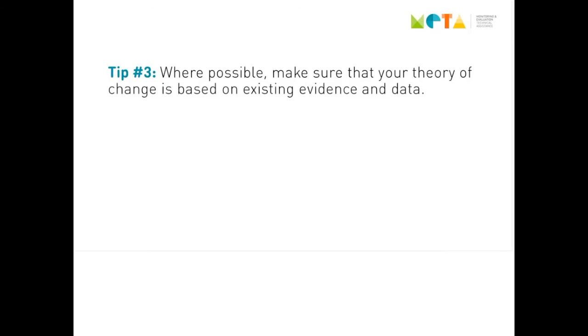Tip number 3 is, where possible, make sure that your theory of change is based on existing evidence and data. In some cases, there may be evidence that certain interventions are effective in achieving the outcomes you want to achieve. Sometimes there's not, but in many cases, and increasingly, there is evidence for the types of activities that we would want to be implementing to achieve outcomes for our clients. Where this evidence does exist, it should really be taken into consideration in developing your theories of change.